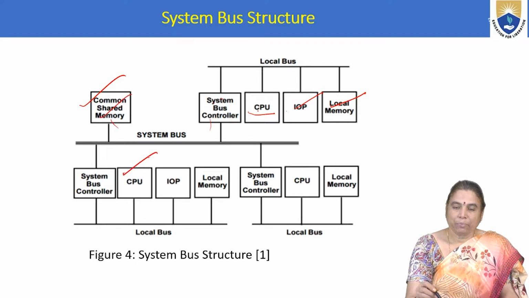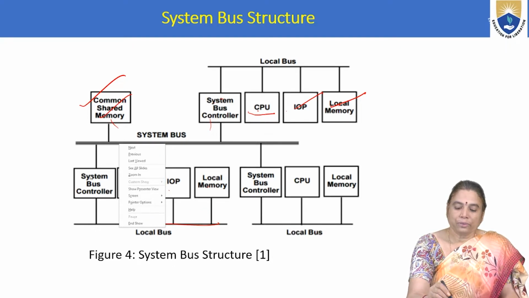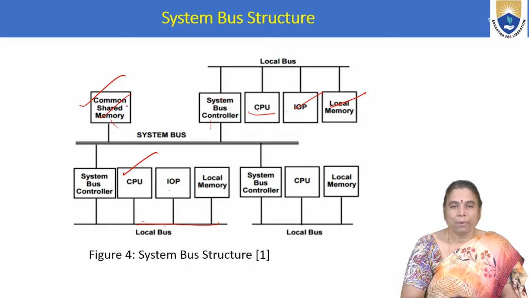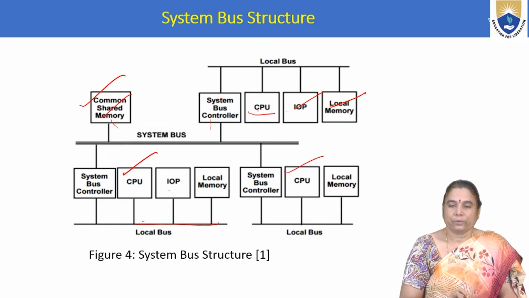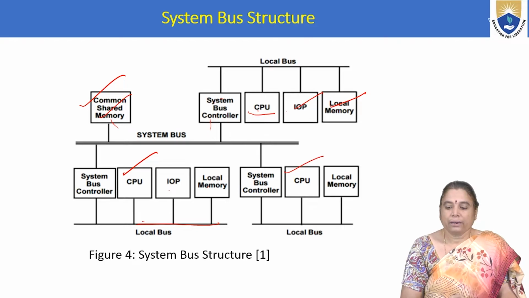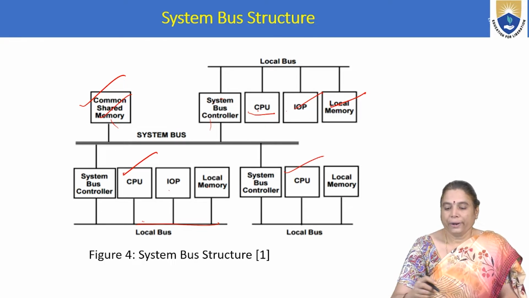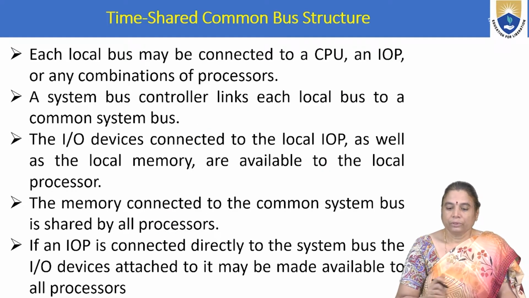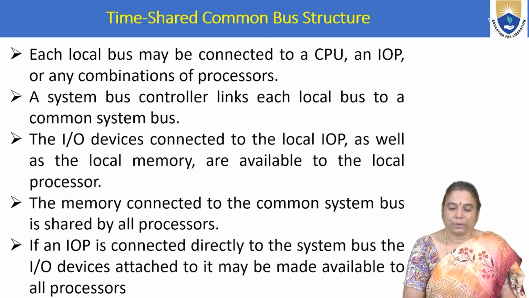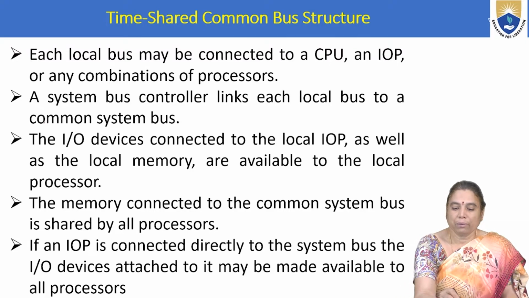So this is the second CPU, which is used to connect the IOP and local memory with the local bus, and can use the system bus controller to share the common memory. So this is one more processor. In this way the bus architecture can be employed in the time shared common bus interconnection structure. Each local bus may be connected to a CPU, an IOP or any combination of processors. But a system bus controller links each local bus to a common bus.